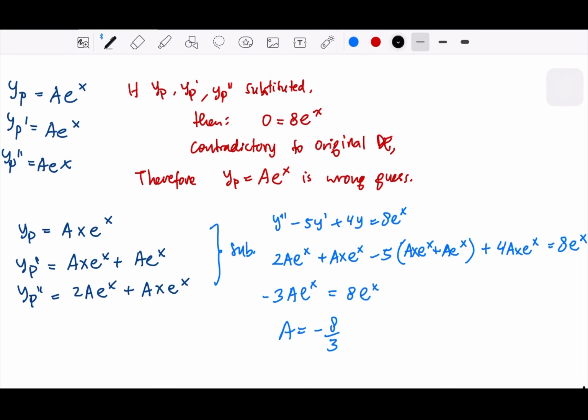So a is going to be negative 8 over 3. So yp is negative 8 over 3 x e with power of x. Okay. I think there are only two weaknesses: the duplicity and when you have the exponential.